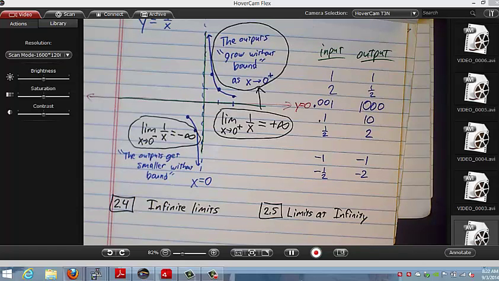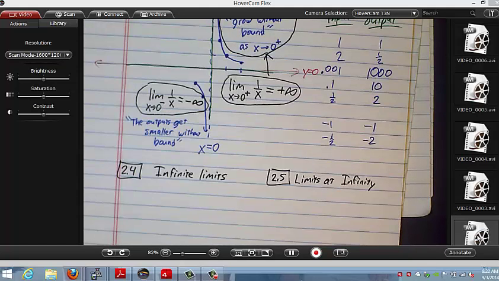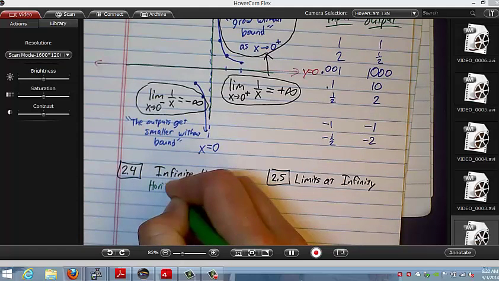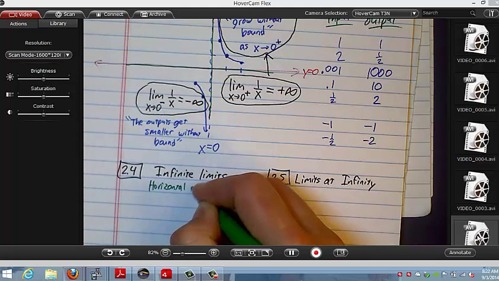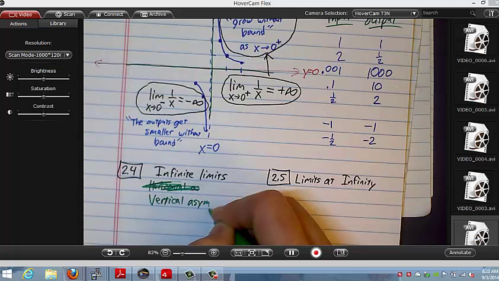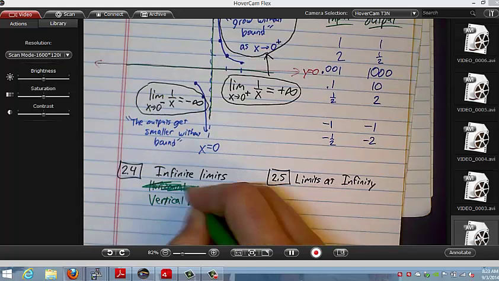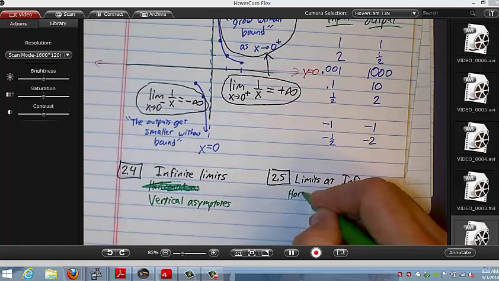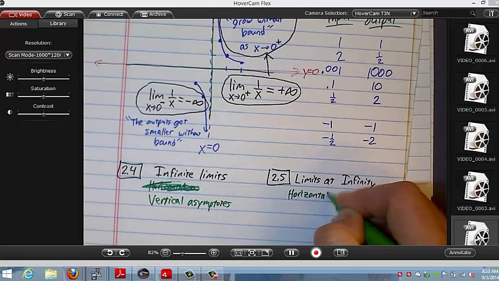Actually, on Friday, I'm going to do another group work, and I'm going to have kind of a worksheet that deals with both kinds of asymptotes. Okay? Limits at infinity. So just so we kind of understand what we're studying here. When we study infinite limits, we're going to be talking about, no, today we're talking about vertical asymptotes. Let me get that right. When we talk about limits at infinity, we're going to be talking about horizontal asymptotes.